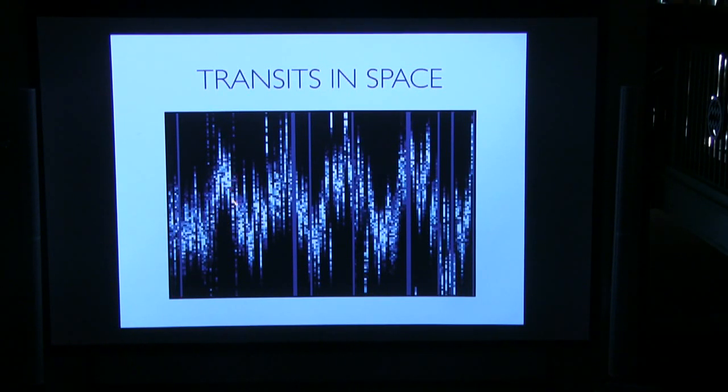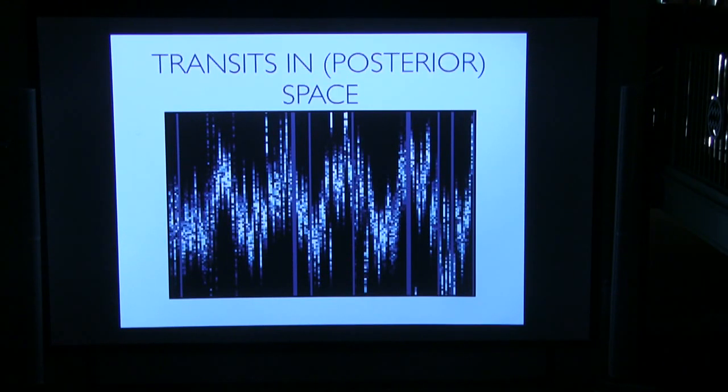And the white, and it's not the best color scheme, but the white corresponds to the probability of this transit as a function of time. So earlier, later, lighter colors, more likely. So then as you have some n-body code to measure times of transits, you can evaluate your likelihood along this curve directly. So it's transits in space, and it's really in posterior space.